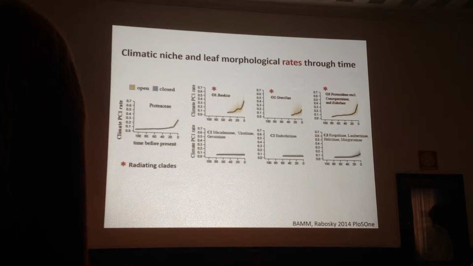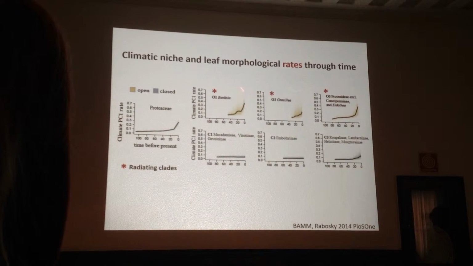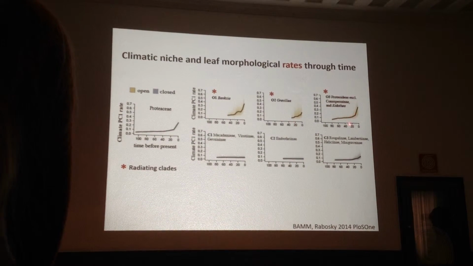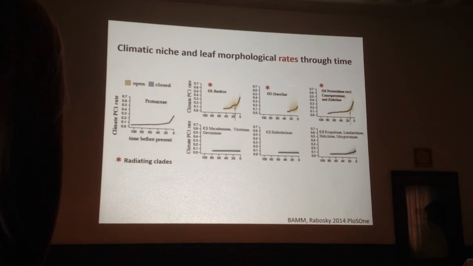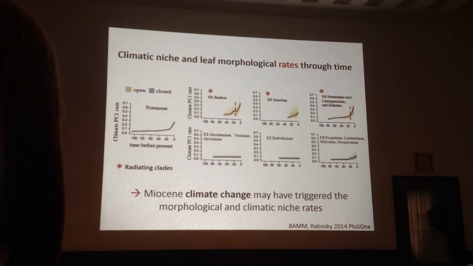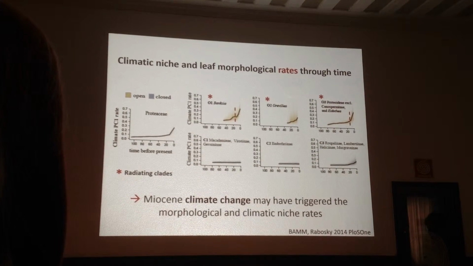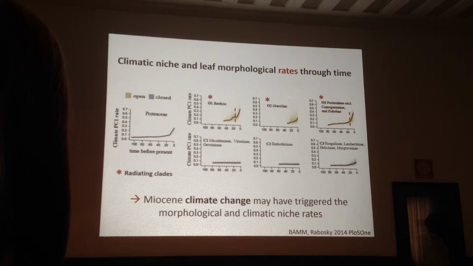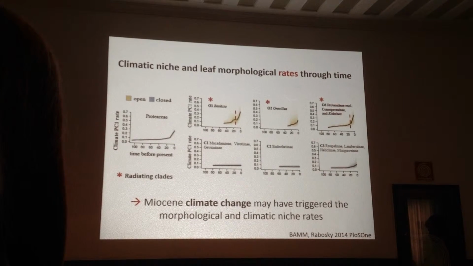And then we can see that this signal is mainly driven by our radiating open vegetation clades, which all show an increase in rates towards the present, whereas our closed vegetation clades don't really show this increase. One of the reasons for this could be that towards the present, in the last 20 million years, there has been some climate change and the onset of the Mediterranean-type climate in the Cape and in Australia, which may have triggered an expansion of this open habitat, allowing for the opportunity of colonizing new climatic niches.